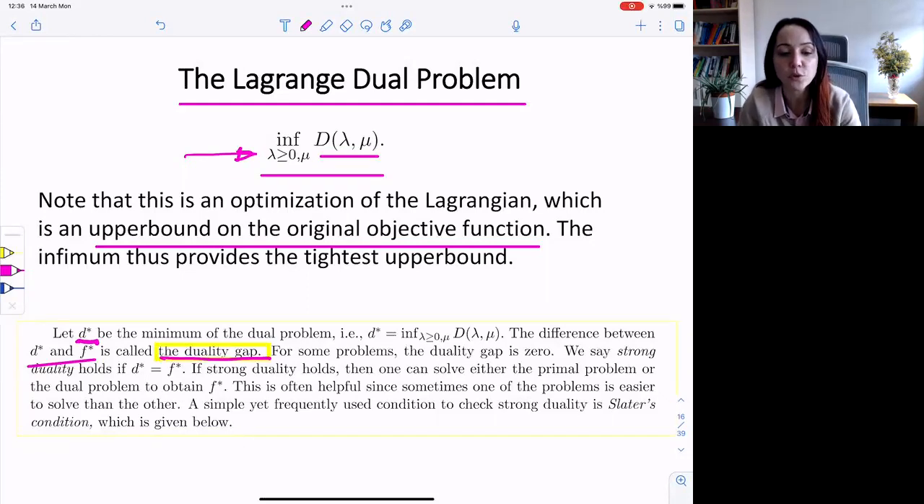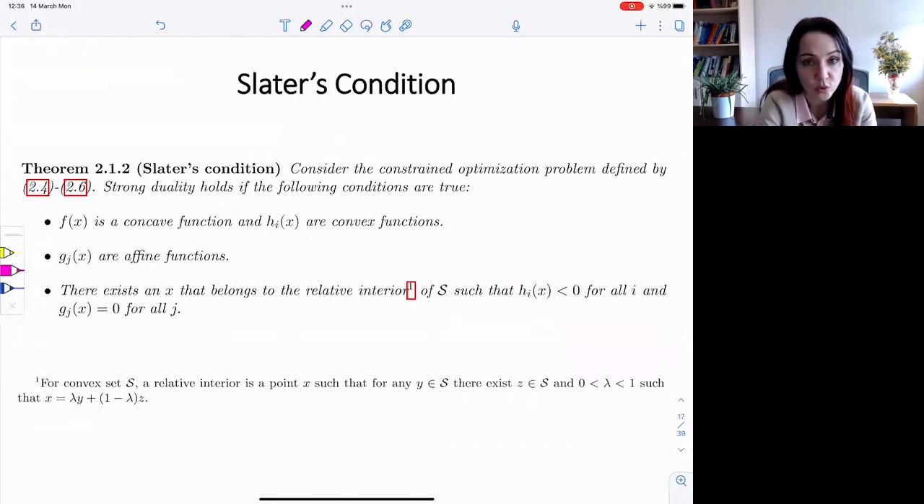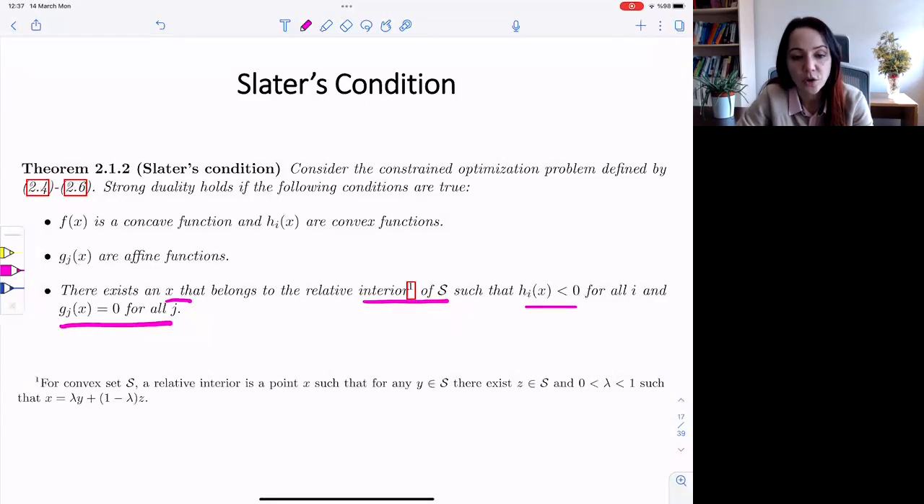A simple and frequently used condition to check strong duality is Slater's condition. Now, what is Slater's condition? It says the strong duality holds if the following conditions are satisfied. First of all, f of x is a concave function, okay, and h sub i of x, the inequality constraint functions, are convex. The g sub j of x are affine for all j. Moreover, there exists an x that belongs to the relative interior of S such that h sub i of x is less than 0 for all i, and g sub j of x is 0 for all j. So in this case, strong duality holds, and this is known as Slater's condition.